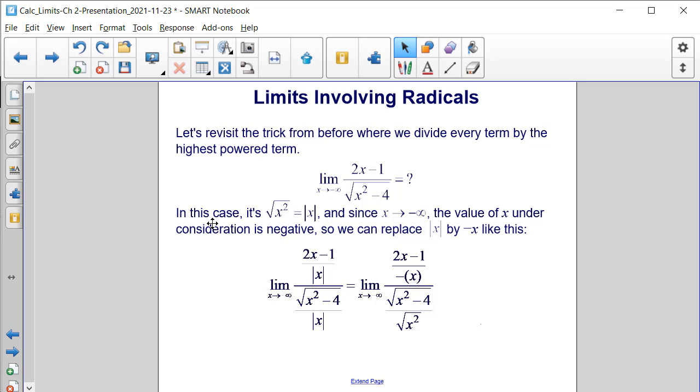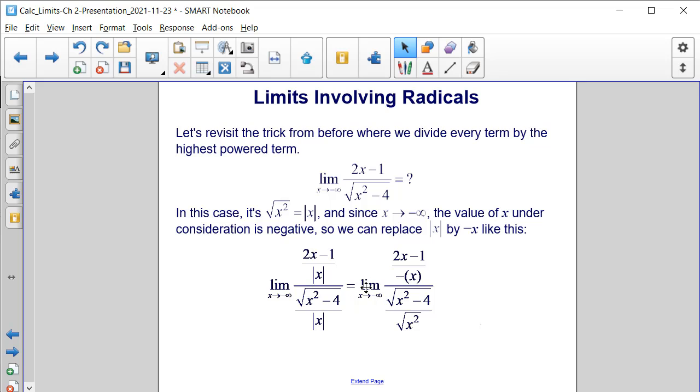In this case, it's the square root of x squared, which is equal to the absolute value of x. And since x is approaching negative infinity, the value of x under consideration is negative. So we can replace the absolute value of x by negative x. First, divide each term, both the numerator and denominator, by the absolute value of x.